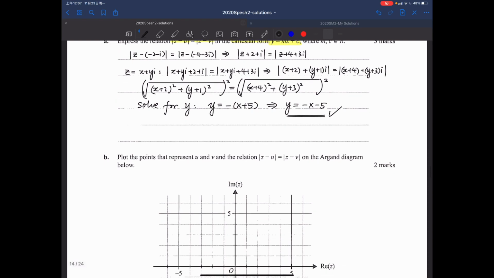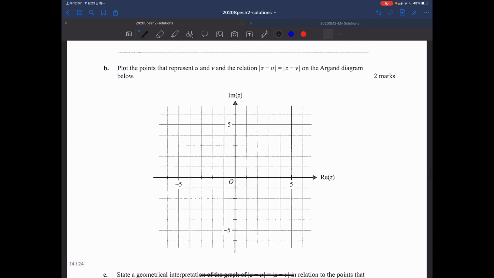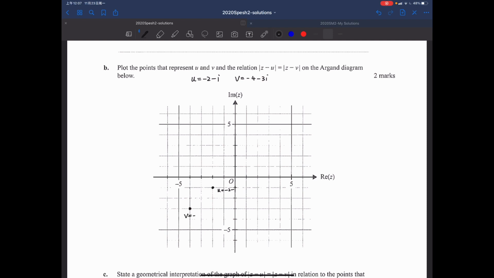Then you want to plot the points that represent u and v and the relation on the Argand diagram below. So my u is minus 2 minus i. So this is your u equal to minus 2 minus i, and the v is minus 4 minus 3i. 1, 2, 3, 4. 1, 2, 3. So here we have v equals minus 4 minus 3i.